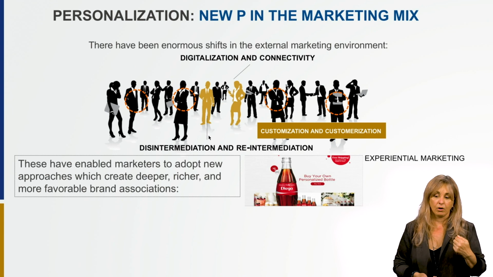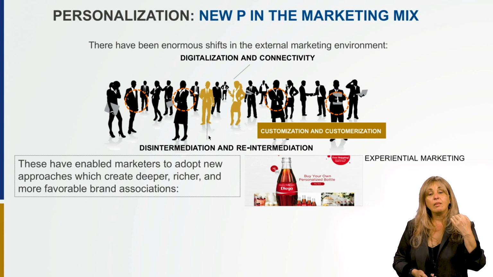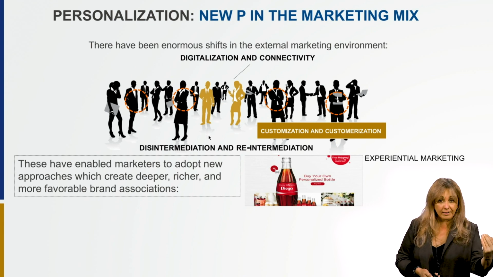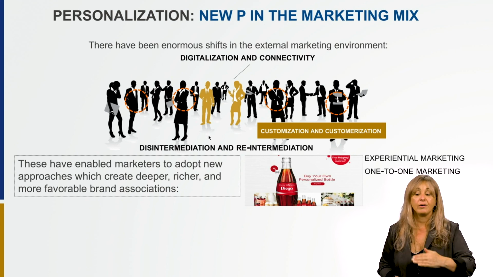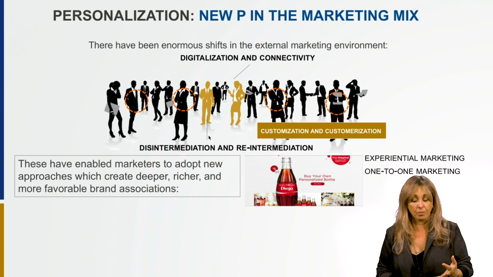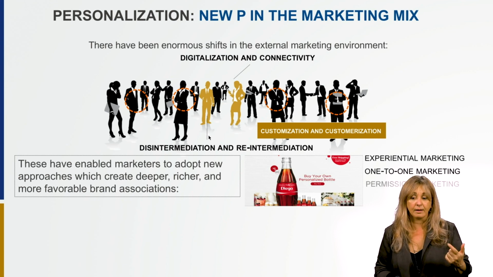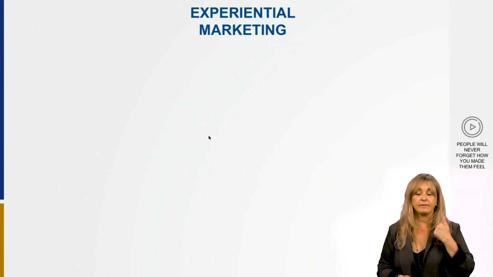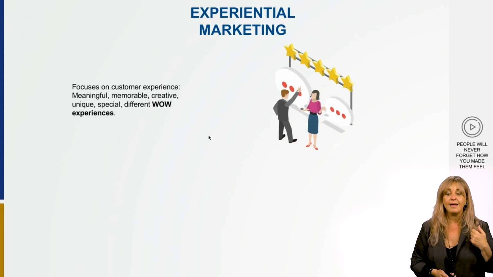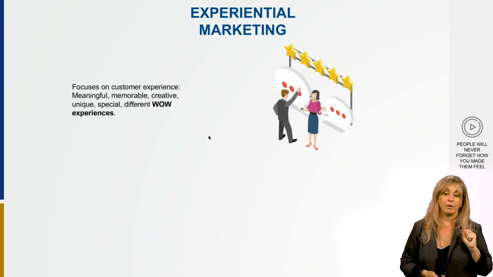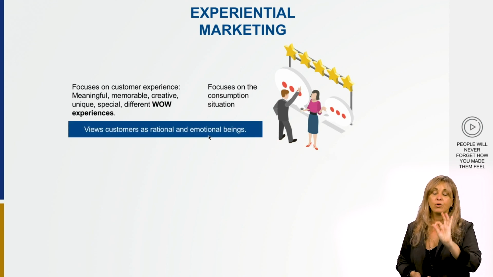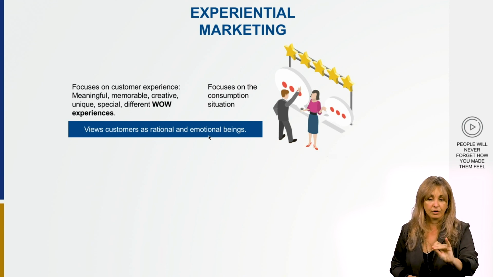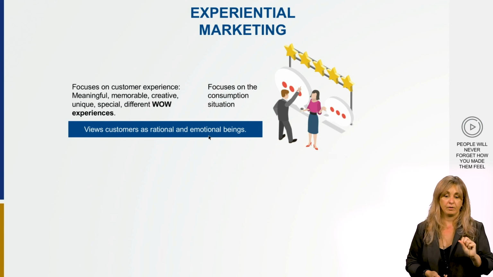See what Coca-Cola did. And there are different types of marketing that you can do to drive that personalization. Here are some examples: experiential marketing, one-on-one marketing, permission marketing. Let's take a look at experiential marketing. Experiential marketing is what Starbucks does. They create, instead of focusing on the product, an experience for the customer, a wow experience.